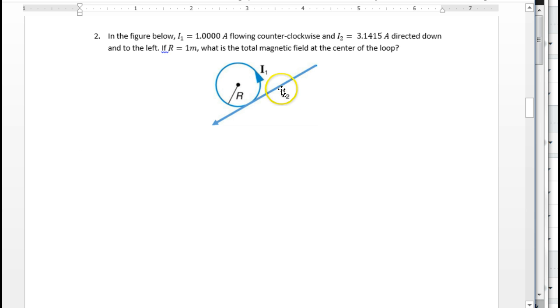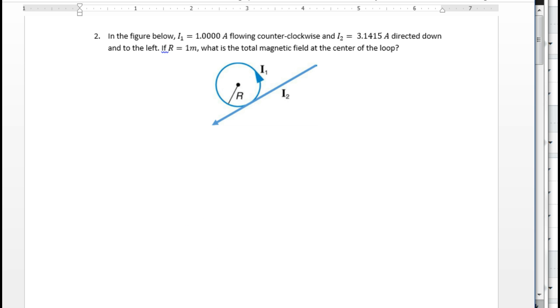If you wrap your fingers around I2 and point your thumb in the direction of I2, then the magnetic field here goes up and over and down on that side. So the magnetic field from I2 right over here is headed into the page, right? So the magnetic field from I1 at the center of the loop is headed out of the page. The magnetic field from I2 at the center of the loop is headed into the page.